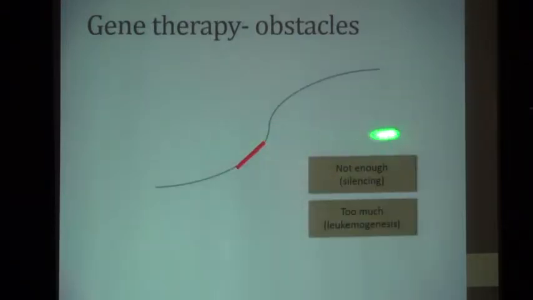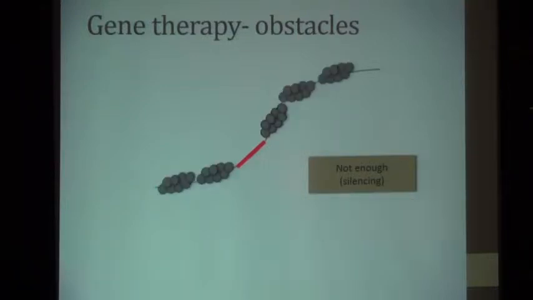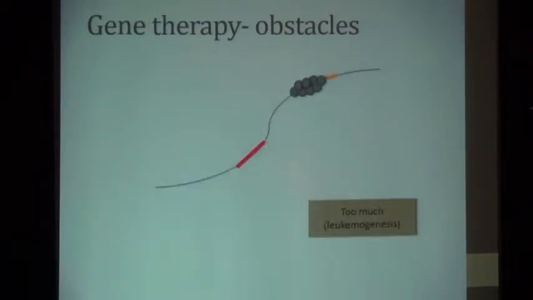And this is because with the random integration, you can end up with not enough gene production, which is due to silencing, or too much, which causes leukemogenesis. So if we go back to this idea of euchromatin and heterochromatin, I've done on this cartoon, this is the heterochromatin, which is the nucleosomes that are tightly packed. If your gene integrates in an area that has a lot of heterochromatin, then that heterochromatin can spread and can cover up the gene, and that gene will not be expressed.